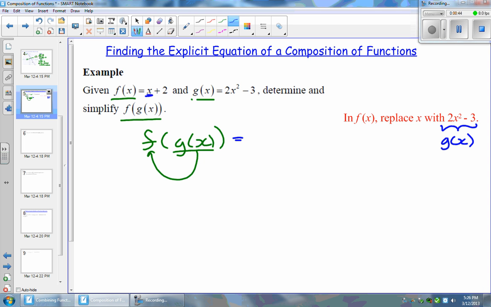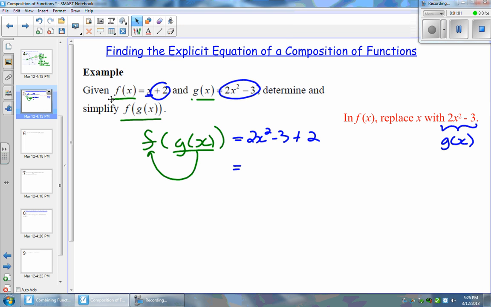So we're starting with an x right away here. So instead of writing an x, you're going to write out 2x squared minus 3, and then you're going to continue. So plus 2. So this example is quite simple here. Then from here, you're going to go ahead and simplify. So you're going to combine any like terms that we have here. We do have like terms, and that's negative 3 and positive 2. So therefore, f of g of x is equal to 2x squared, negative 3 plus 2, which gives you negative 1. So there's the composition function right there.